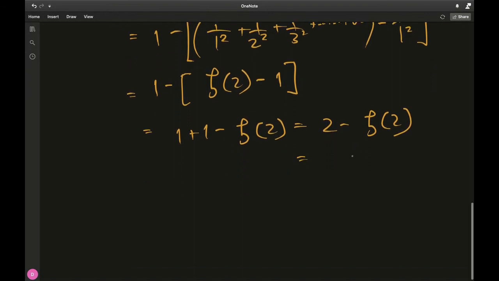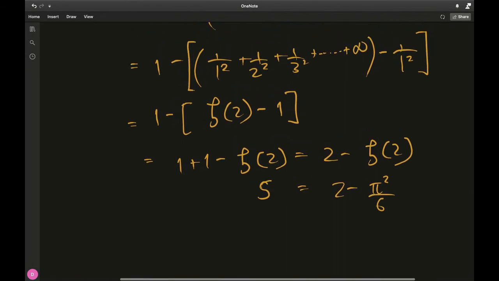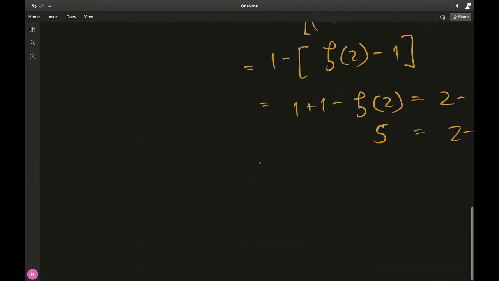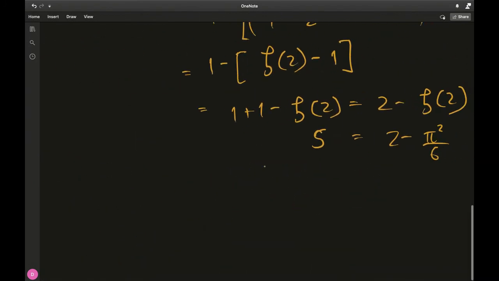The Riemann zeta of 2 is actually the famous Basel problem, and I promise I will do a comprehensive proof and an elementary proof of this. 2 minus pi squared over 6. That's basically what your sum s is equal to. Now it's actually time to plug this back into our original integral I, or rather 2I.